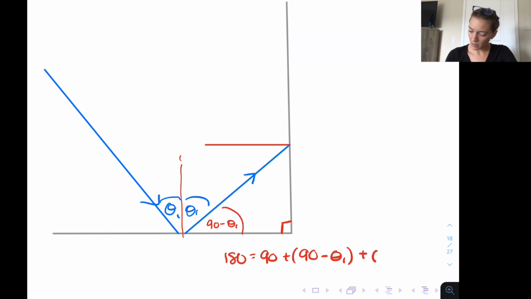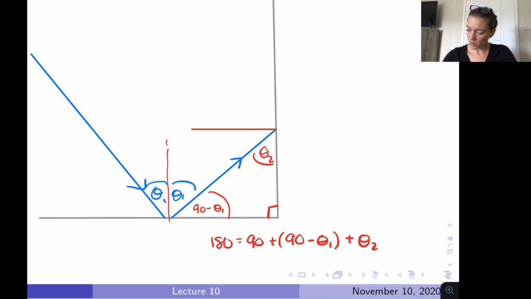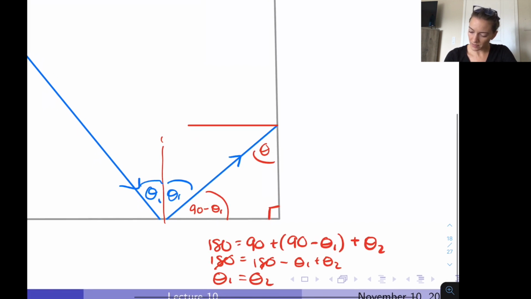So then we're going to have plus some, we'll call that theta 2. So what is this angle theta 2 then? Well, we can just solve this right here. We get 180 is equal to 90 plus 90, so that is 180. And then you have minus theta 1 plus theta 2. So you can see right away that these obviously cancel, and you get theta 1 is equal to theta 2. So this angle now is just the same as theta 1.